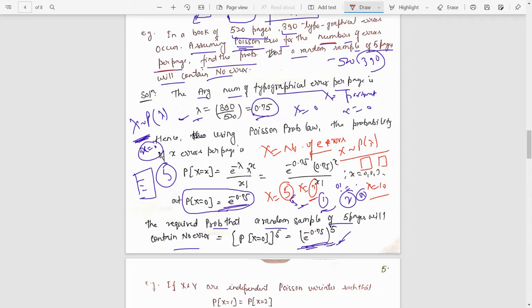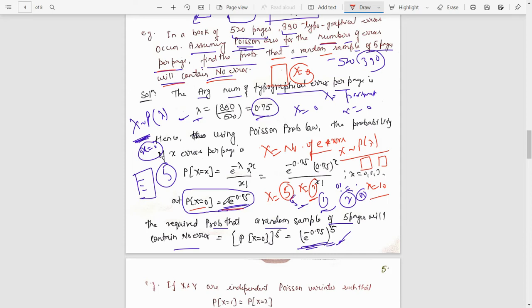So we are talking about finding the probability that a random sample of 5 pages will contain no error. Let's first find it for a random sample of one page, just pick a page at random, that will contain no error. No error means x is equal to 0, right? That's why we found x is equal to 0. It means that any random page you pick contains no error.